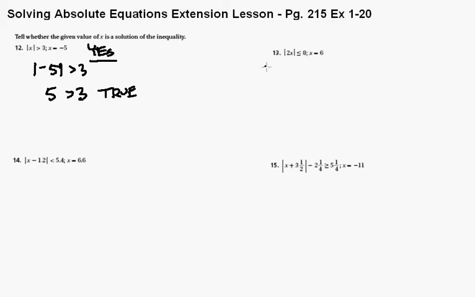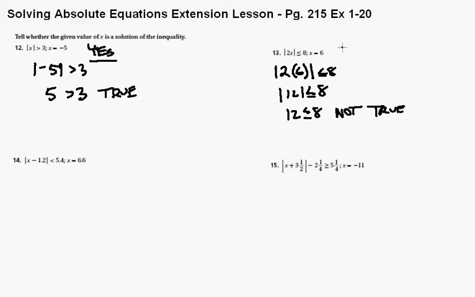Looking at number 13. Here I have the absolute value of 2x less than or equal to 8. Let x be equal to 6. So if I replace x with 6, the absolute value of 2 times 6, which is 12, less than or equal to 8. Is 12 less than or equal to 8? Well, that's not true. So the answer to this one would be no.